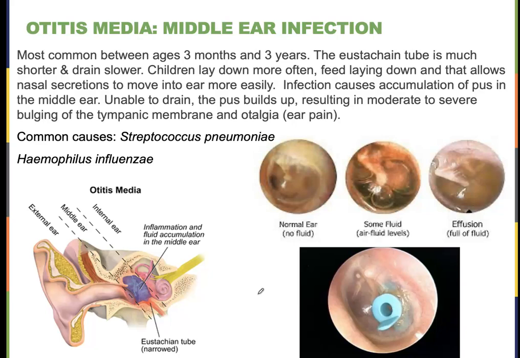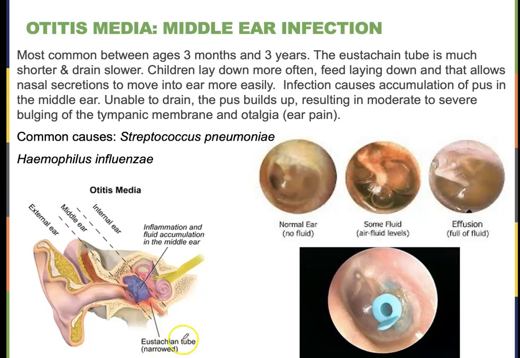Here we have our middle ear infection. Ear infections are really common with kids and babies, most common between 3 months and 3 years. And this is because that eustachian tube we looked at earlier is much shorter in kids. So the distance between the back of their nose and their middle ear is short, and they also drain slower. And also when you're laying down or you're feeding laying down, which kids do a lot because they take naps and they sleep a long time, it makes it more difficult for the drainage to occur. And so you sort of have slower drainage or clearance of anything that can go up that eustachian tube.